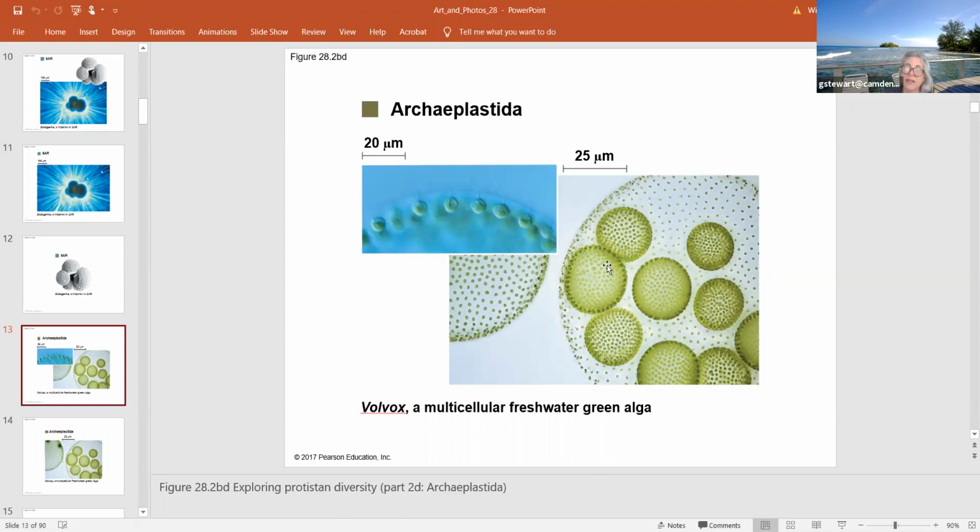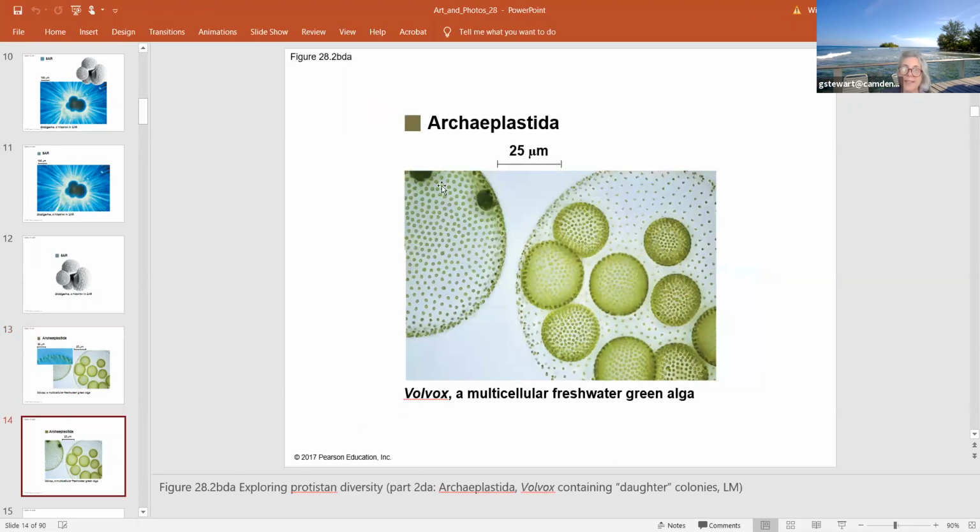These are actually almost like sex organs. These are going to be producing the gametophytes, male and female gametophytes, that are going to be released into the environment to form zygotes and form new volvox. So here's one that is not actively reproducing. Over here you can see it doesn't have as many of those internal structures. Archaeoplastida, and in particular, I would say chlorophyta, or green algae.